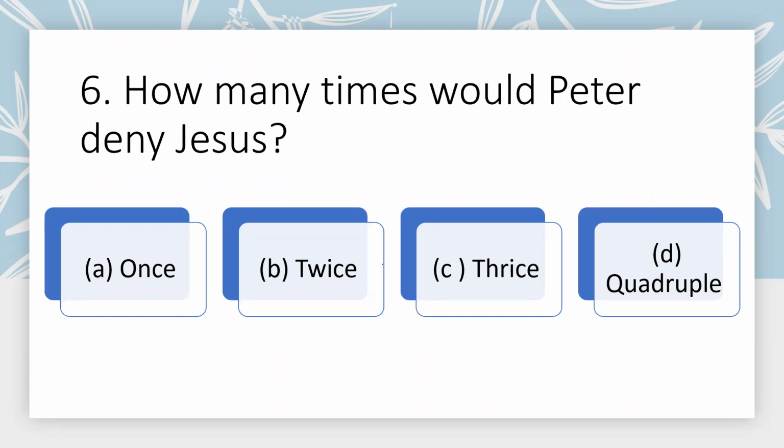All right, thank you. What's the correct answer, class? C. Very good. Peter would deny Jesus thrice, 3 times.